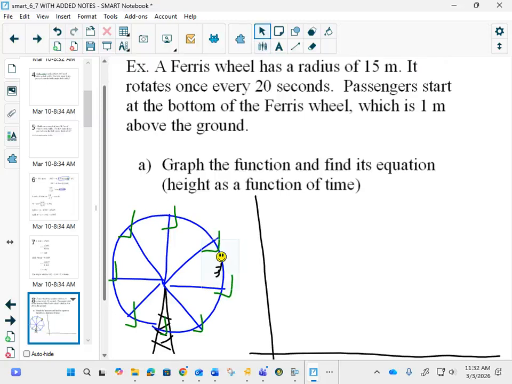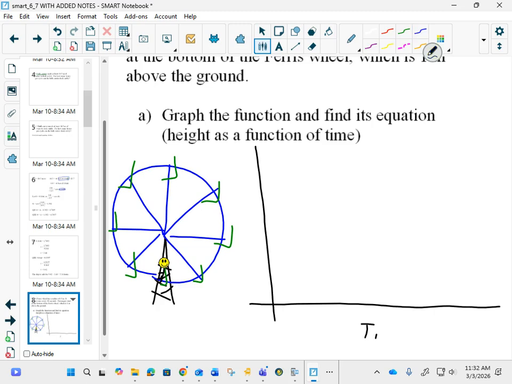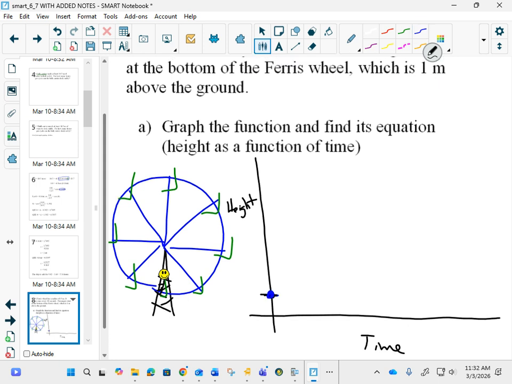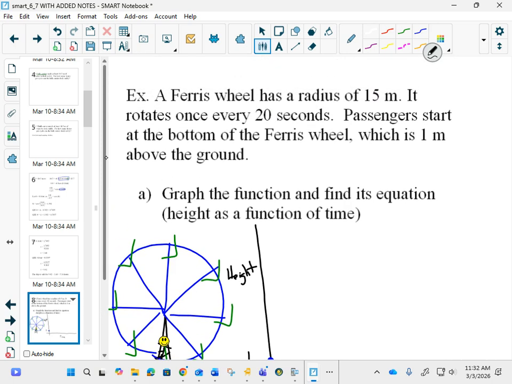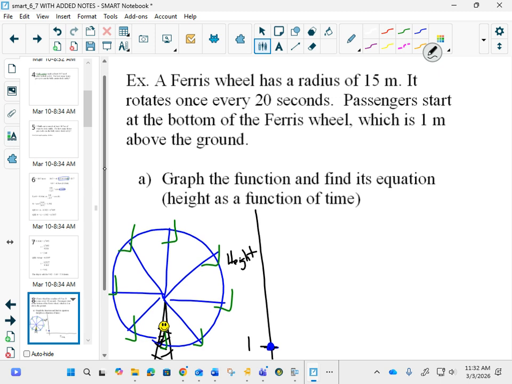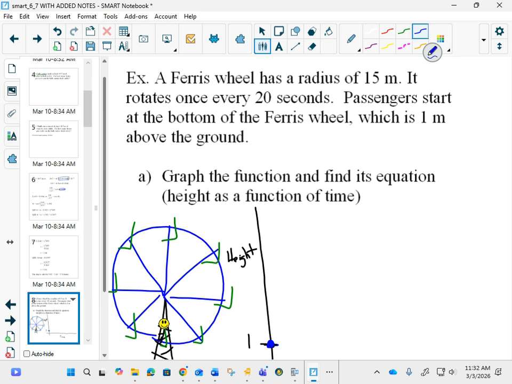Does it make sense then? If this is you at time 0, this is where you're getting on. And so we can draw that on the graph and say, if this is my time, and this is my height, at time 0, I'm going to be right here. And at what height would I get on? 1 meter above the ground. I can label that as 1. Does that make sense? So what else does it say? It rotates every 20 seconds. So I can put 20 seconds here.